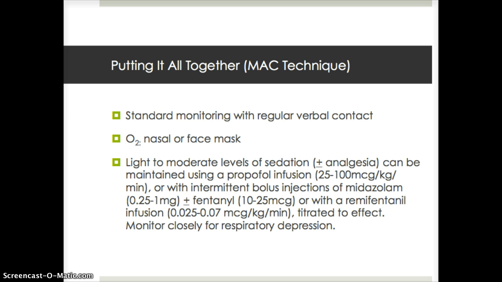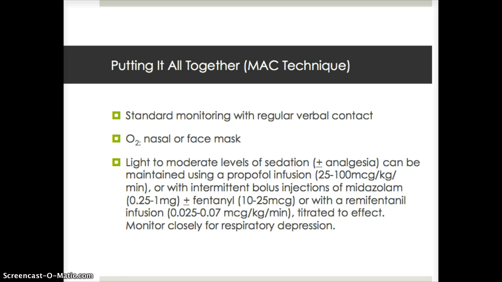Here is an example technique for monitored anesthesia care from Jaffe, which only acts as a guideline for an otherwise healthy 70-kilogram patient. As with everything, specific drugs and drug dosages should be individualized based on patient status and associated comorbidities. Standard monitoring with regular verbal contact, O2 via nasal or face mask.